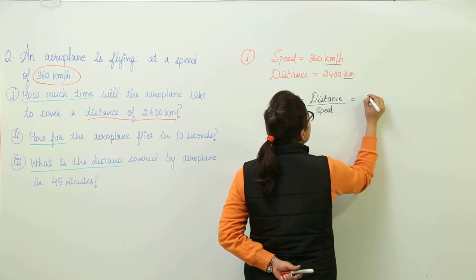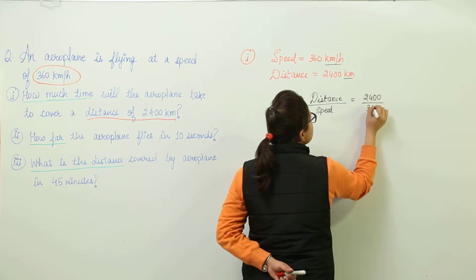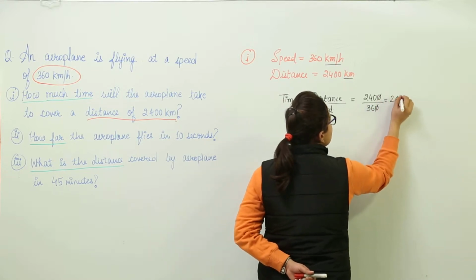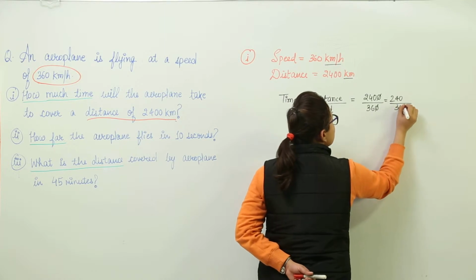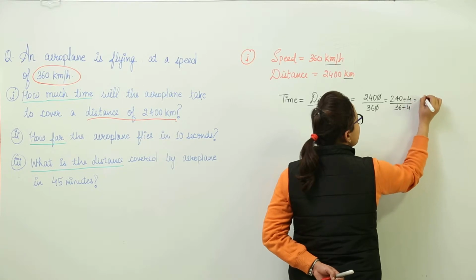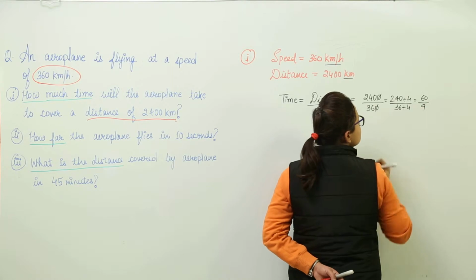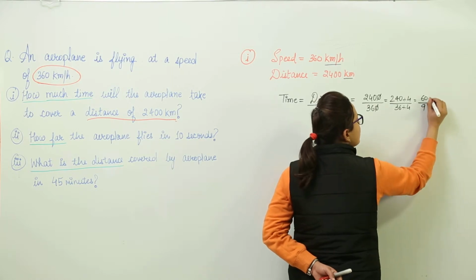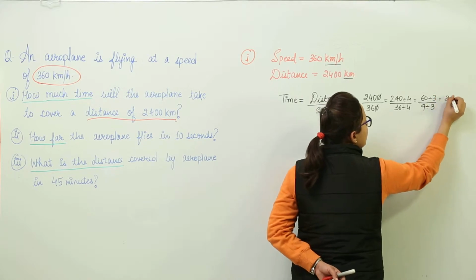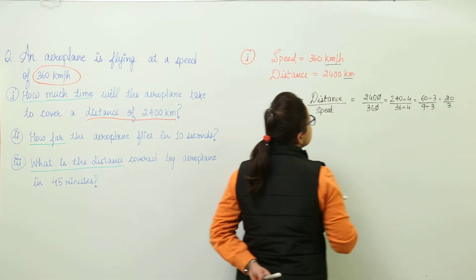So when we put them, we would get 2400 upon the speed, that is 360. On cutting the zeros, we get 240 upon 36. We can simplify further with 4. You get 60 in the numerator and 4 nines are 36. Still we have some common factors, so we can divide it further with 3. That gives us 20 over 3. That means 20 over 3 hours is the time.